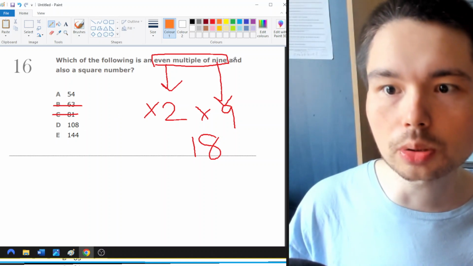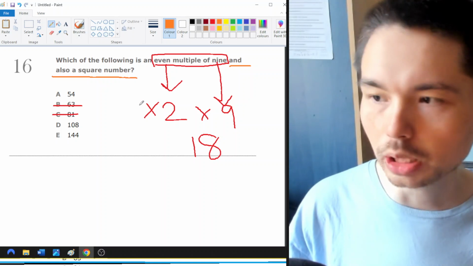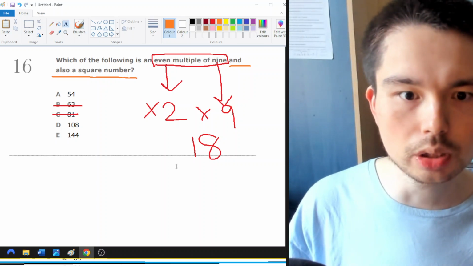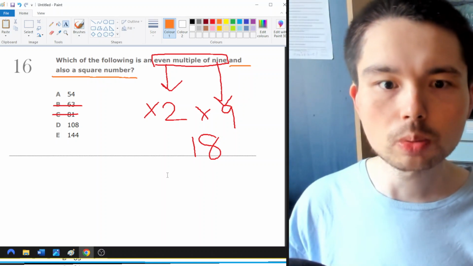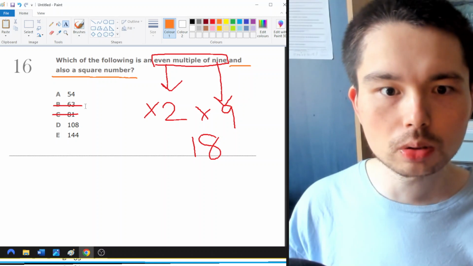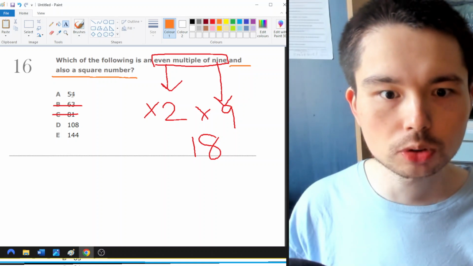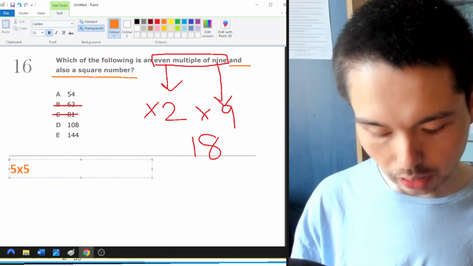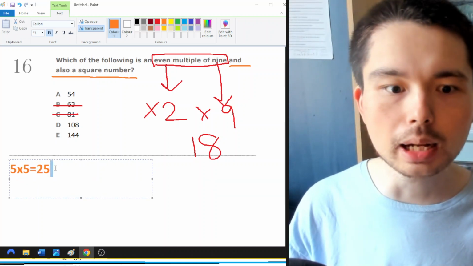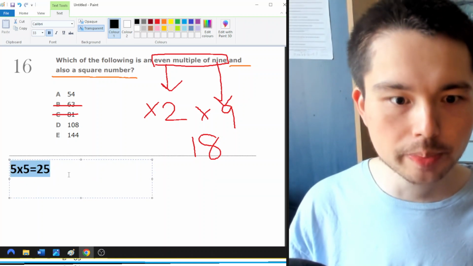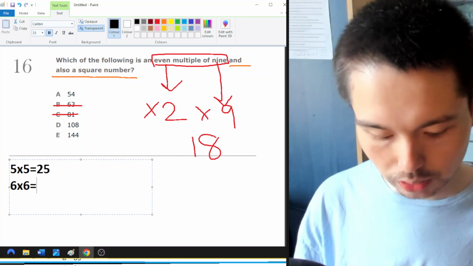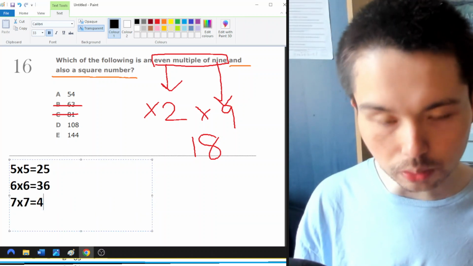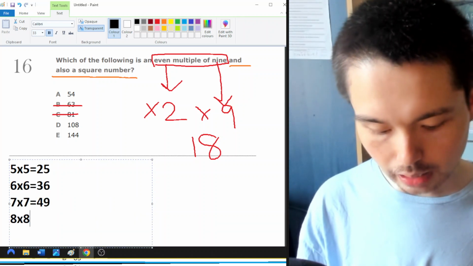And also a square number. What times what will give you another answer? So if I test you on the square numbers, let's go maybe up from 25. You can write it with me if they're new. 5 times 5 is 25. Let me make it black. Let me make it really clear. 6 times 6 is 36. 7 is 49. 8 is 64.